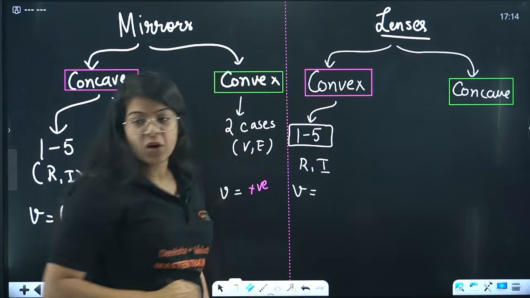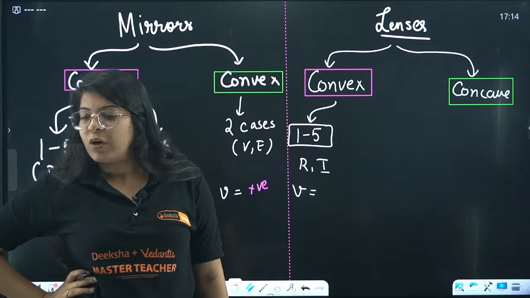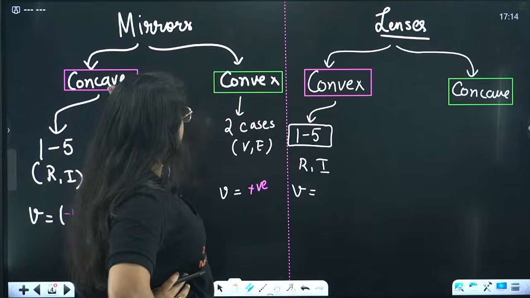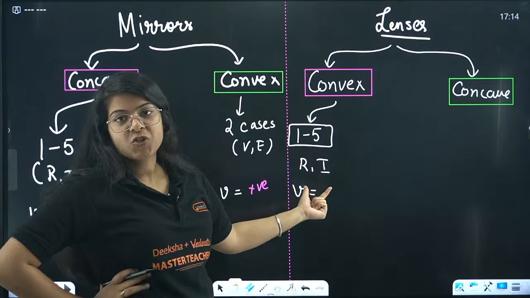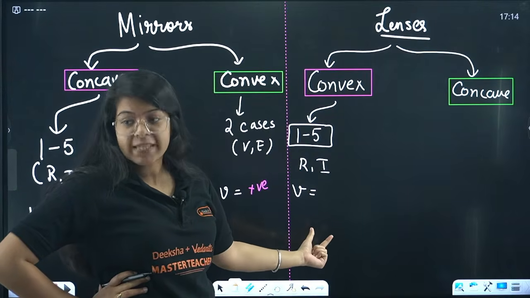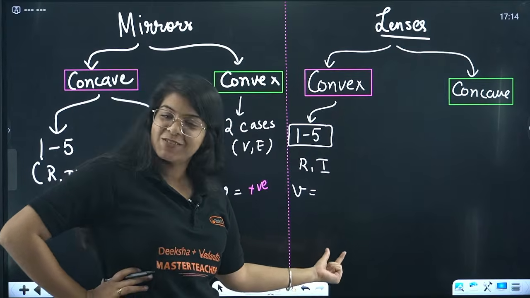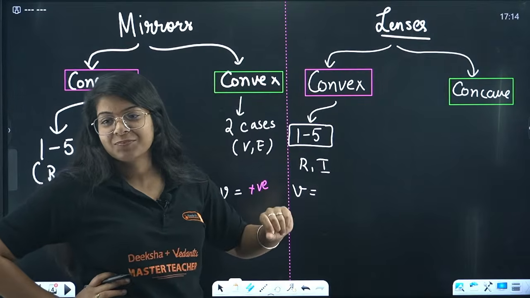Okay, we have concave mirror is equal to convex lens rules. Concave mirror is equal to convex lens rules: 1 to 5 cases, real inverted image. But here the sign of V is convex lens, converging lens, which deals with 6 cases, and concave lens, which is diverging lens, which deals with 2 cases. Very good. Now what is the sign of this V?